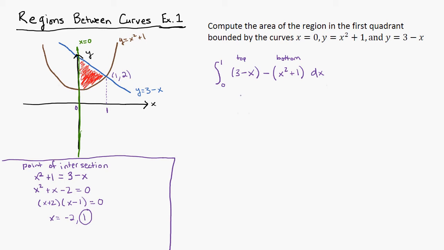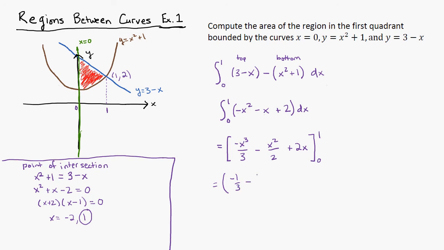To complete this problem, we'll evaluate this integral here. So first we simplify this expression. Now we'll find the antiderivative of this function. Finally, we evaluate the antiderivative at 1 and 0. So we get minus 1/3 minus 1/2 plus 2. And then when we plug in 0, the whole thing is 0. So computing this, we get 7/6.